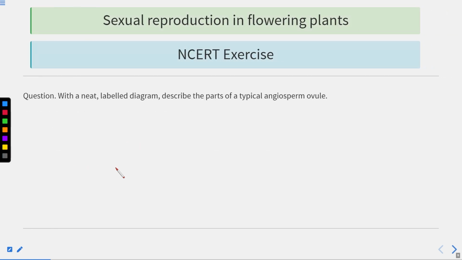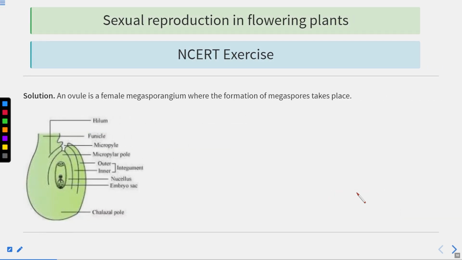Now let's talk about the next question here. You have to draw a very neat and labeled diagram of a typical angiosperm ovule. So you have to draw the diagram of the ovule, how the ovule looks, and then label the different parts of the ovule.